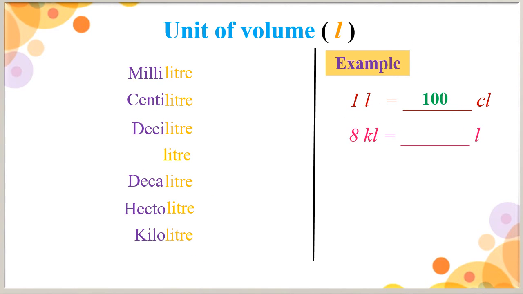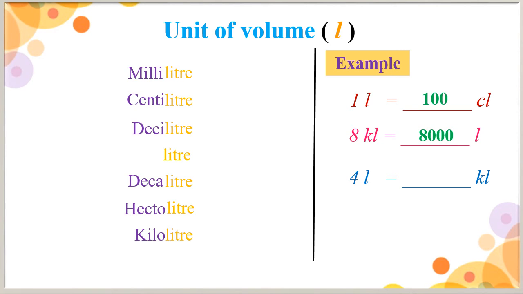And the second one, 8 kiloliter equals dash liter. Here kiloliter is the biggest unit and liter is the smallest unit. That means we want to see the intervals. There are three intervals. That means 10 into 10 into 10 will get 1000. Already we have 8. So 8 multiplied by 1000 means we will get 8000 liter.